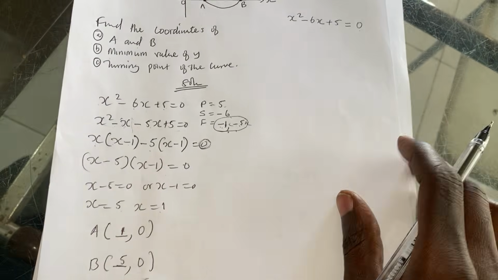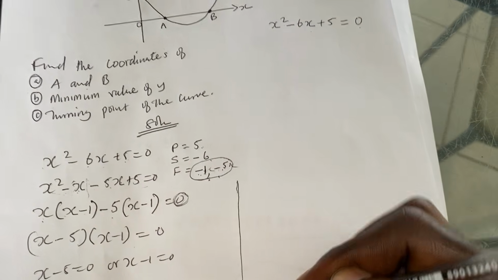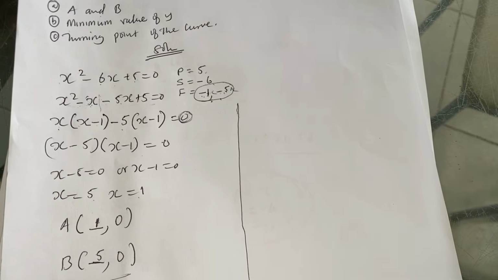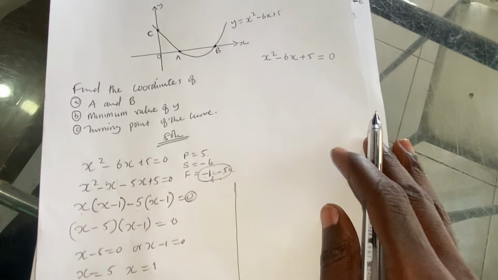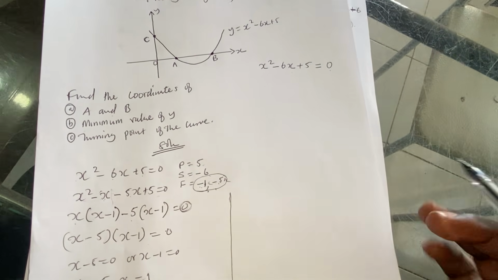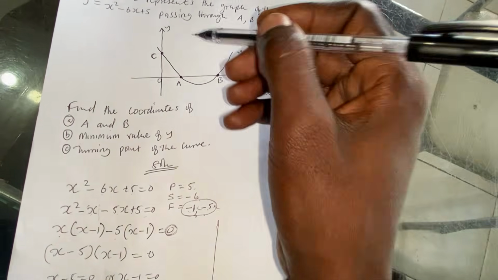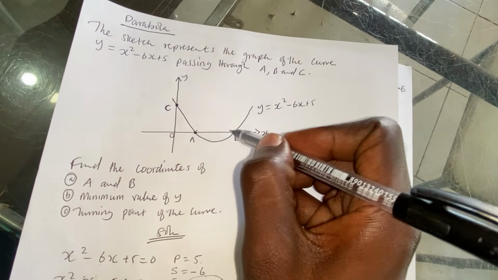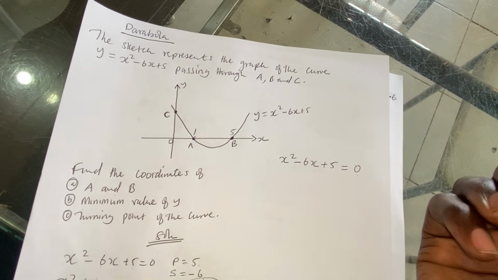Then after you are done, you go to the next question. The next question is saying you are supposed to find the minimum value of y. So now, how do we find the minimum value of y? For you to find the minimum value of y, we're supposed to find the middle number between 1 and 5, the ones that you have found.